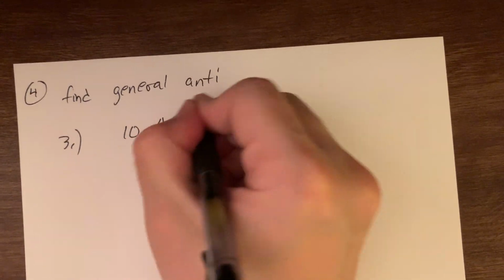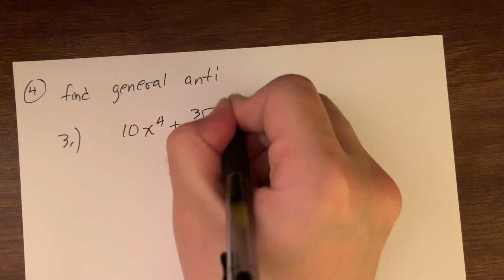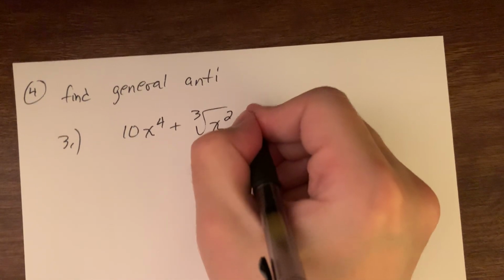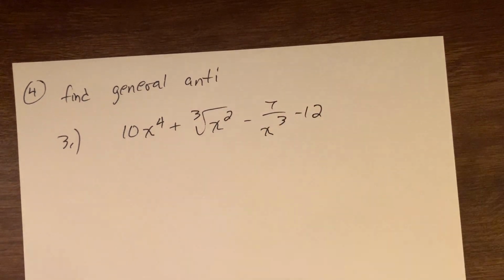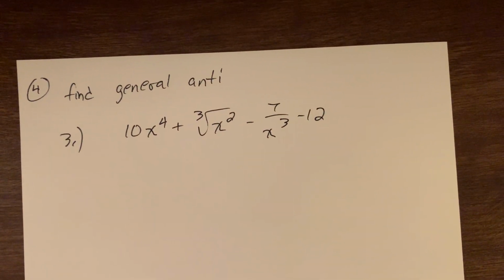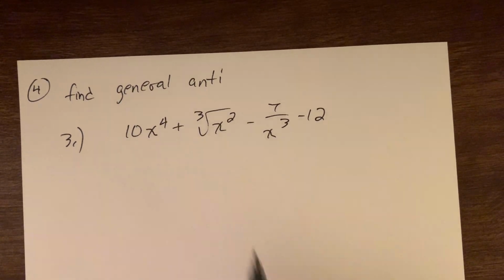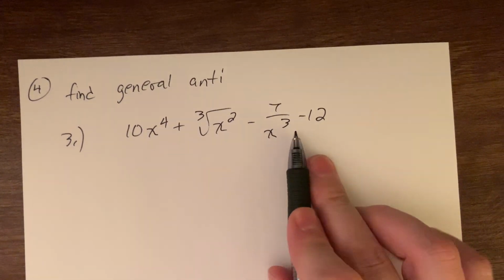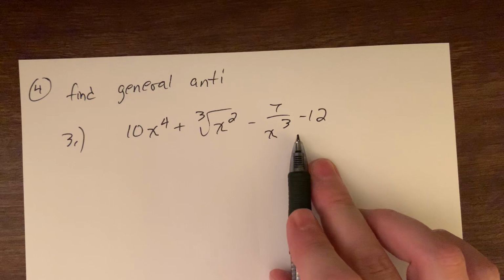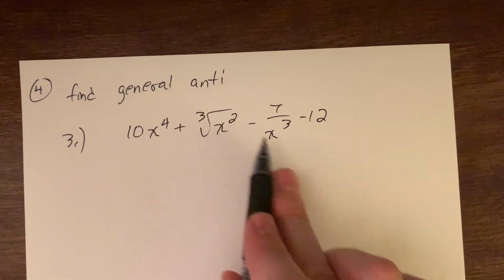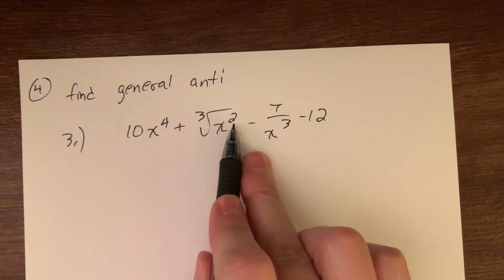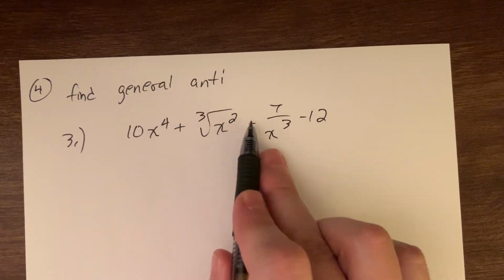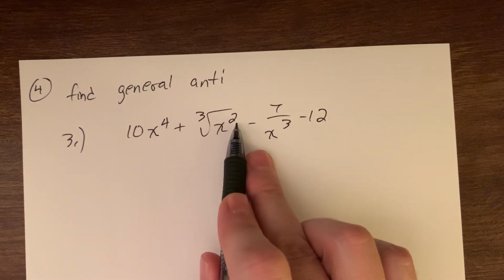10x to the 4th plus the cube root of x squared minus 7 over x cubed minus 12. Initially, this looks good. We still see addition, subtraction between terms, but what's not good? These two pieces. Radicals are exponents, but this also has another exponent. I can't deal with 2 exponents. I need to deal with 1.